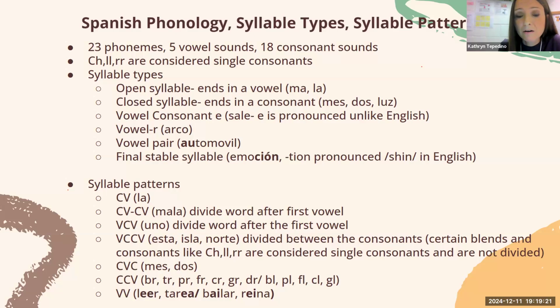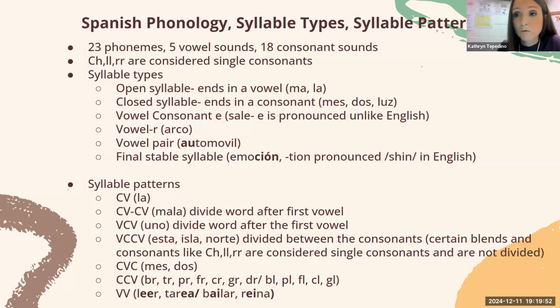You have a vowel pair, like the AU. And you have a final stable syllable, like sion. We have the same kind of stable syllable in English, which is TION, shin. And then we have our syllable patterns, and these are what we teach our students to help them read and decode words.